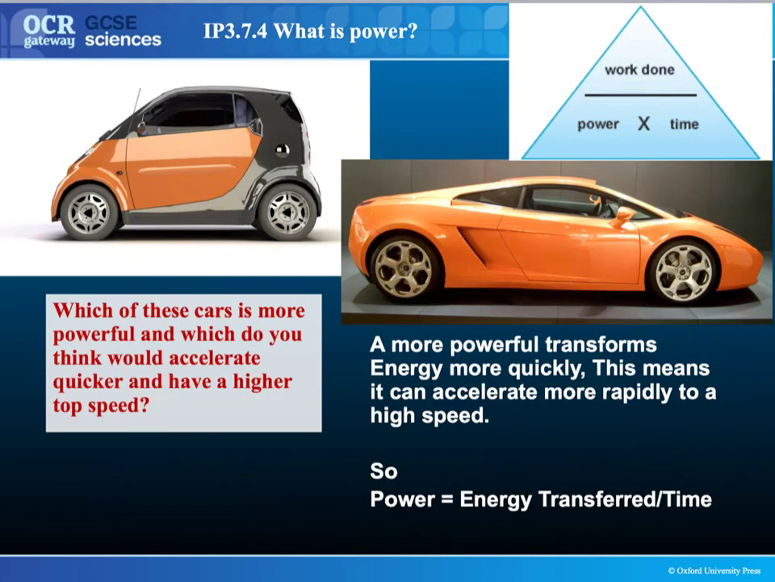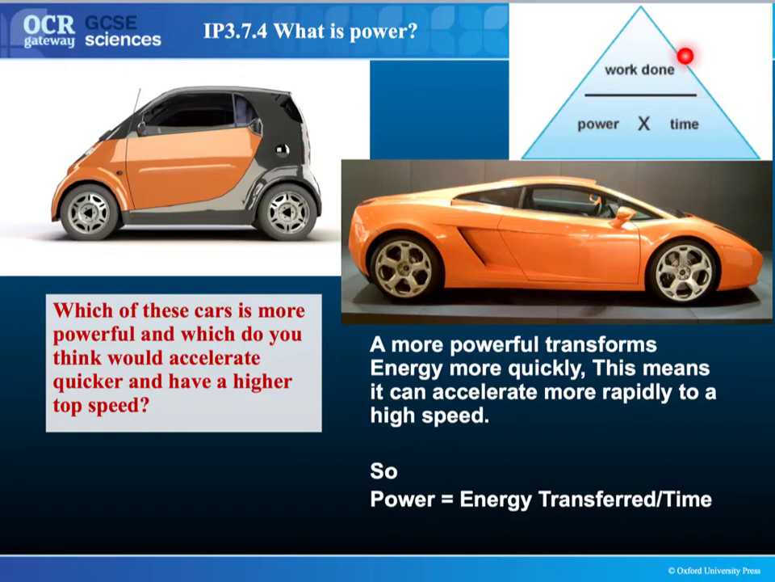So I did say we would lead on to cars. Here are 2 cars. This one is obviously the most powerful and would accelerate at a much quicker rate. The reason for that is because it can transfer energy more quickly. It means it can accelerate to a higher top speed. It can work harder in the same amount of time. It is more powerful. So in effect, power is the energy transfer divided by time.